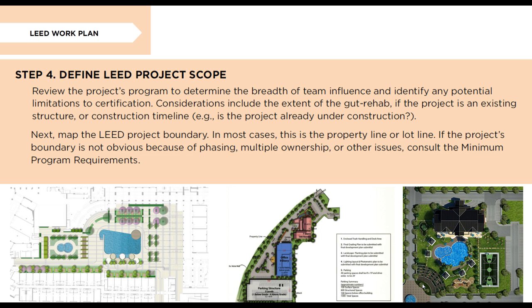Step 4. Define LEED project scope. Review the project's program to determine the breadth of team influence and identify any potential limitations to certification. Considerations include the extent of the gut rehab, if the project is an existing structure, or construction timeline, for example, is the project already under construction? Next, map the LEED project boundary. In most cases, this is the property line or lot line. If the project's boundary is not obvious because of phasing, multiple ownership, or other issues, consult the minimum program requirements.